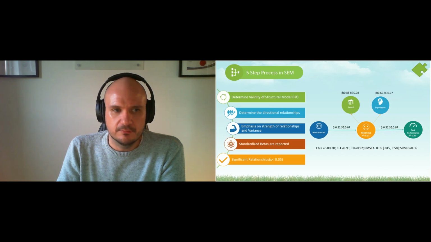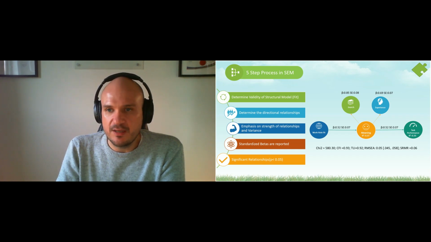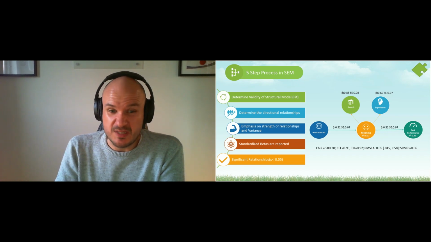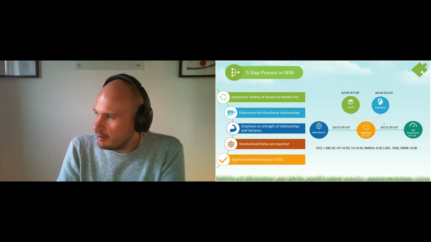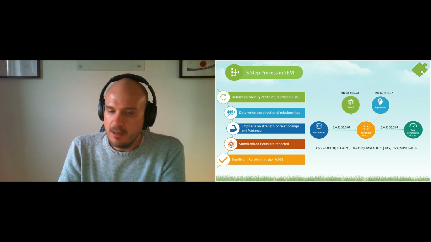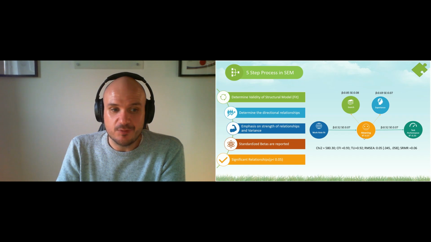So this is the model that's then basically generated, and there are certain things that we have to look at. Of course, we have to determine the validity of the structural model. So we look at the overall fit. Unless there is something really wrong, the fit statistics should pretty much stay the same between your measurement model and your structural model. We are focusing on our structural model specifically on determining the direction of the relationship, right, and the strength thereof. The emphasis here is specifically on the strength of the relationship and the variance that we are basically generating.